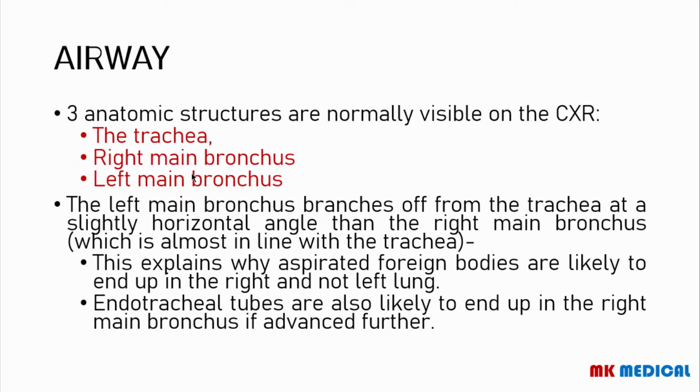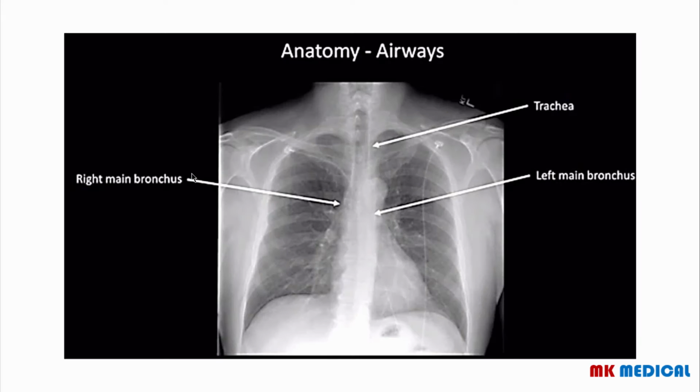Whilst on the right side, the main bronchus is almost in line with the trachea. So it's almost straight down. This means that when someone aspirates a foreign object, it's easier for it to get to the right lung than to the left lung because of this anatomical variation. And also, endotracheal tubes, which ideally should be about 3 centimeters above the carina, if they are advanced too far, can reach into the right main bronchus.